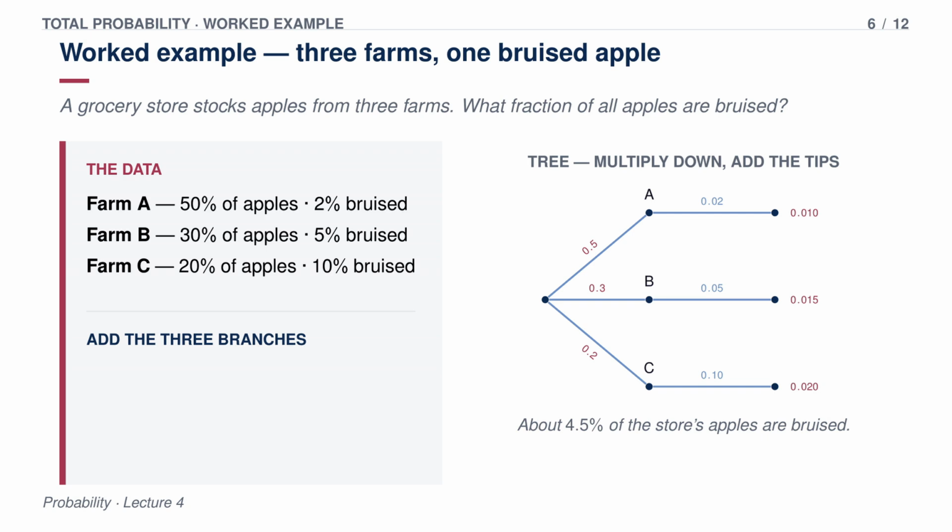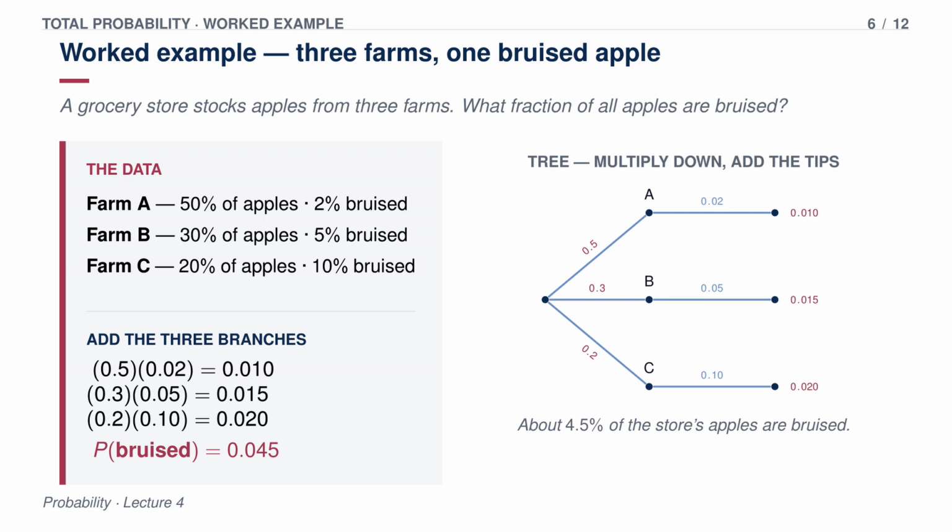Now let's run the real example, the one we'll use the rest of the way. A grocery store stocks apples from 3 farms. Farm A supplies 50% of the apples, and 2% of them are bruised. Farm B, 30%, 5% bruised. Farm C, 20%, 10% bruised. What fraction of all the store's apples are bruised? Walk down each branch and read off the tip. Farm A, 0.5 times 0.02 is 0.010. Farm B, 0.3 times 0.05 is 0.015. Farm C, 0.2 times 0.10 is 0.020. Add the 3 tips.